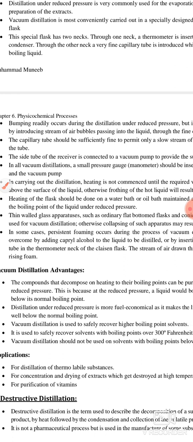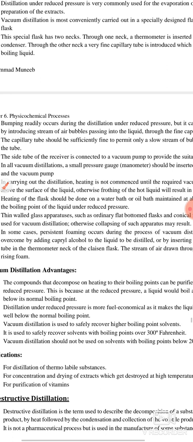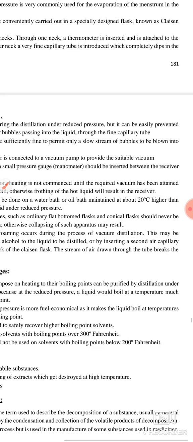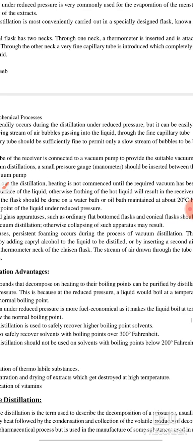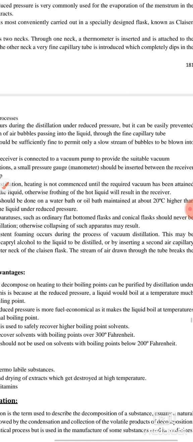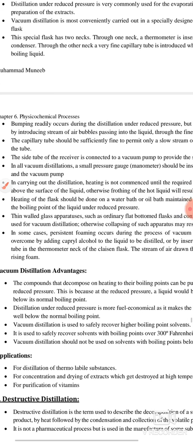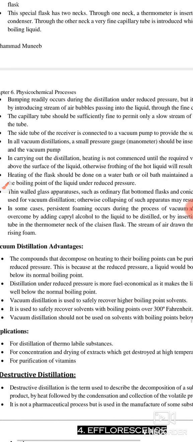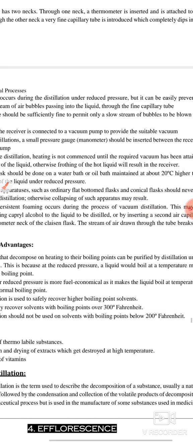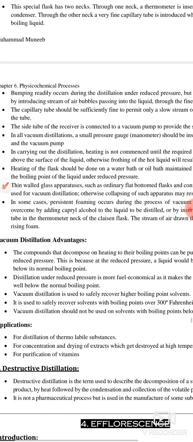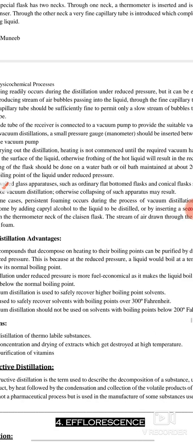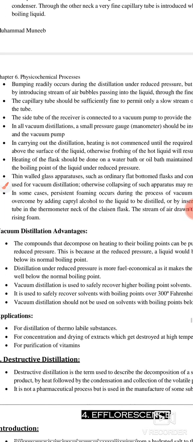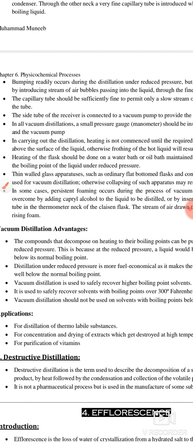Now, in carrying out the distillation, heating is not started until the required vacuum has been obtained. Heating of the flask should be done on a water bath at a temperature of 20 degrees. The thin glass apparatus should ordinarily be flat bottom, and a conical flask should be used. In some cases, foaming can occur during vacuum distillation. You have to prevent it by adding alcohol.